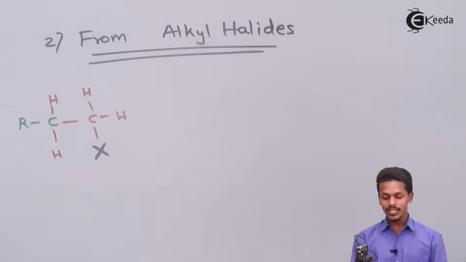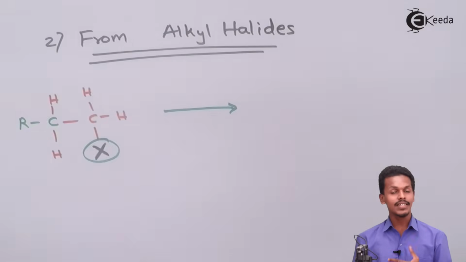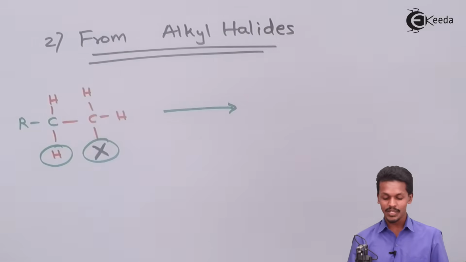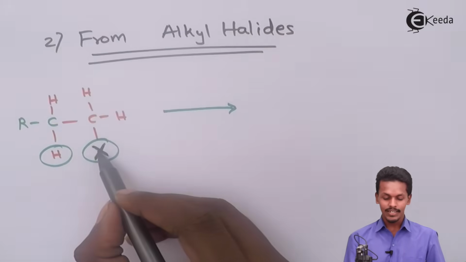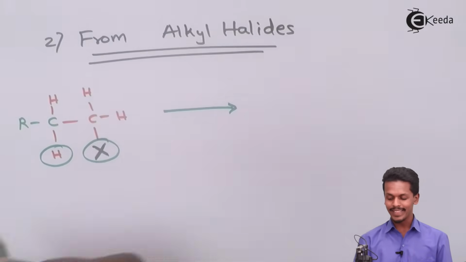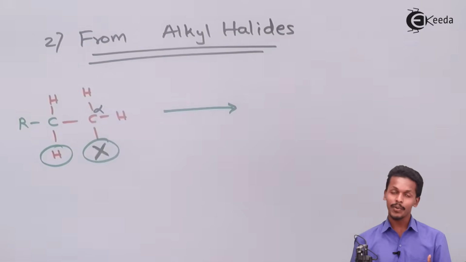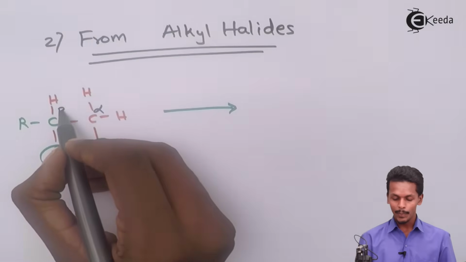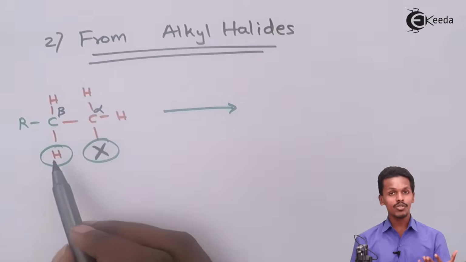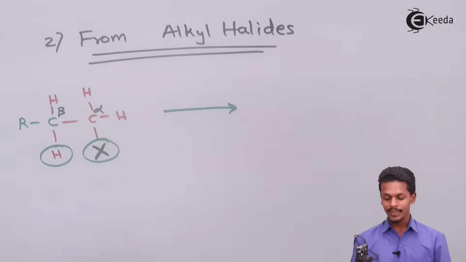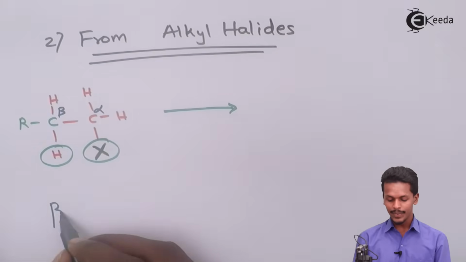If we have to convert this into an alkene, we have to remove this halogen atom along with this hydrogen atom. This is also a kind of beta elimination. The reason is that this X is attached to a carbon atom, which is called the alpha carbon atom, and the carbon atom attached directly to the alpha carbon is called the beta carbon atom. So a hydrogen of a beta carbon and a halogen atom of an alpha carbon both will be eliminated, and in such a manner it is called beta elimination.